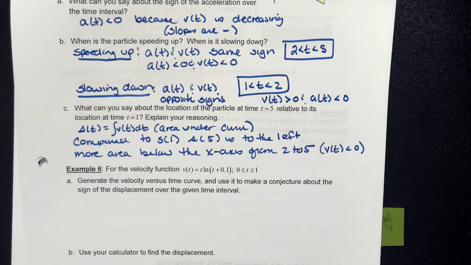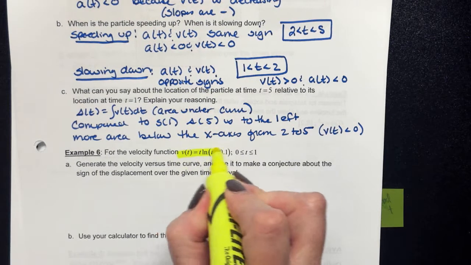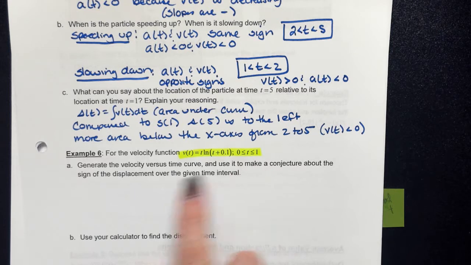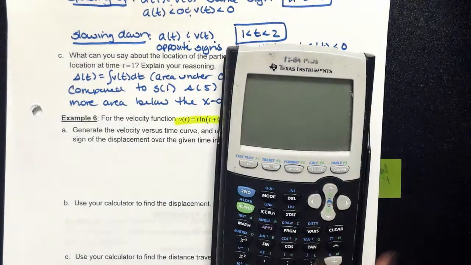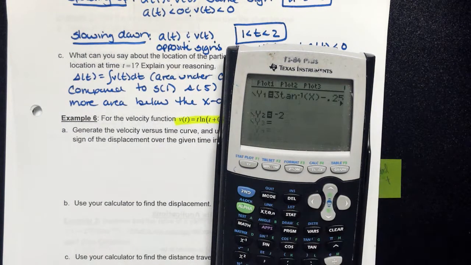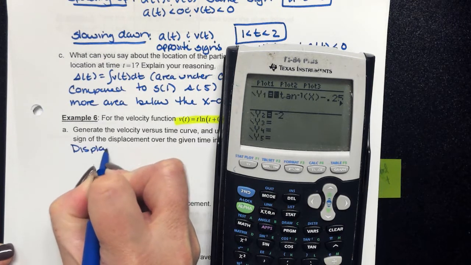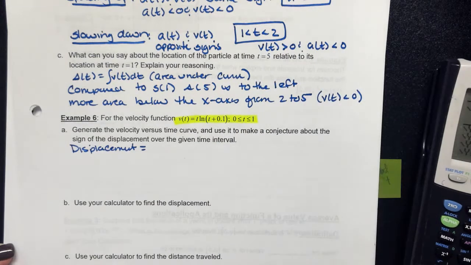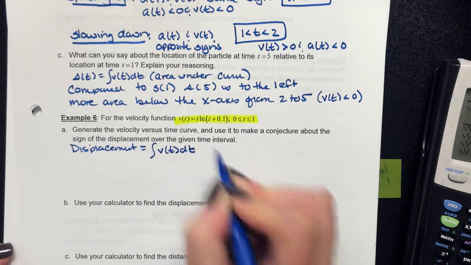So last example, and again, this is a calculator question. They're giving you velocity. So generate the velocity versus time curve and use it to make a conjecture about the sign of the displacement over the time interval. Now remember, we're only looking from 0 to 1. So remind me, how do you find displacement? Displacement is equal to what? When you're given velocity, it's the integral of v of t dt, correct?